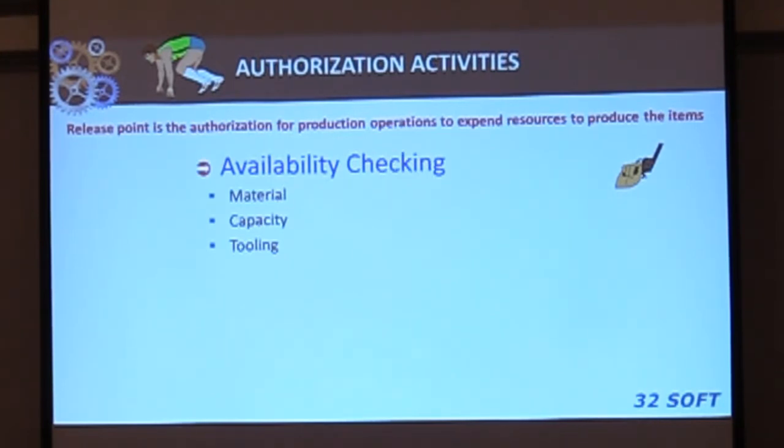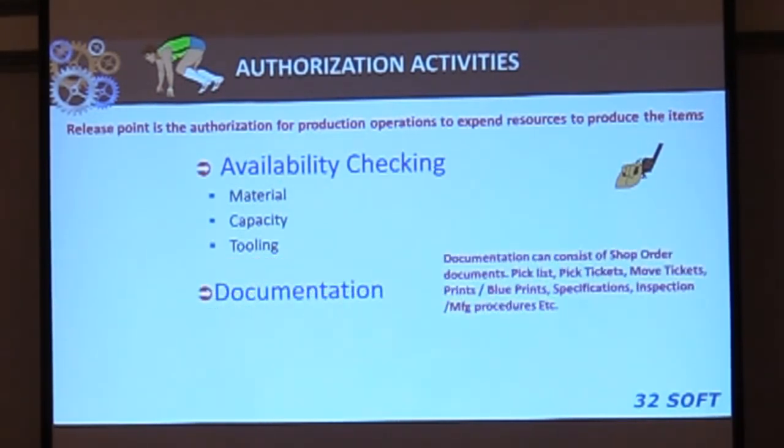So this is the authorization process. It begins with checking availability, because you don't want to just cut work orders and then start chasing parts. You would like to be able to check the availability of your material. We have another webinar. You could look at capacity requirements planning, make sure that you've got capacity. Has anybody used tooling, like plastic injection molding or machine shops? So tooling is a very important part of that.